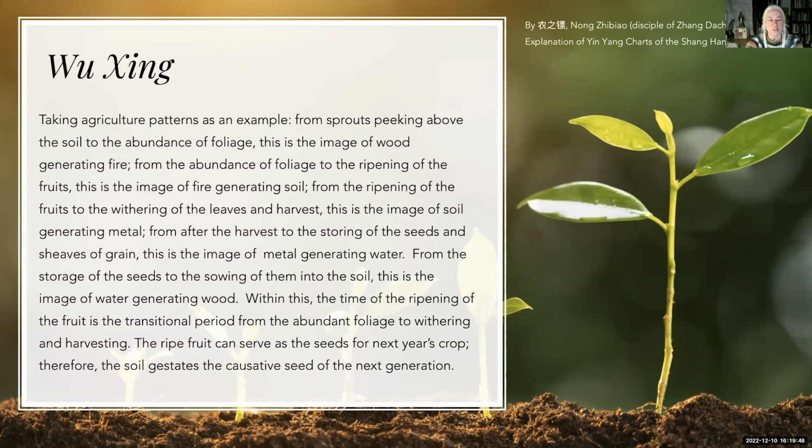generating wood. Within this, the time of ripening of the fruit is the transitional period from the abundant foliage to the withering and harvest. The ripe fruit can serve as the seeds for next year's crop. Therefore, soil gestates the causative seed of the next generation.